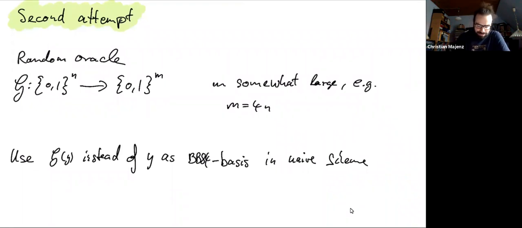Here, to choose the basis, instead of using the marked input directly, we just apply a random oracle to it. Instead, we could also apply an error correcting code, I guess. But we use a random oracle that's expanding, so the output m is much larger than the input, say for example 4n. And then we use G of y for the marked point y as the BB84 basis in the naive scheme.